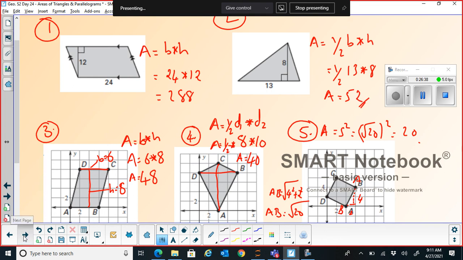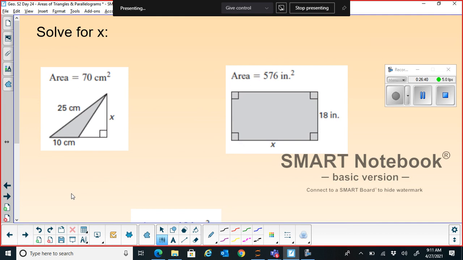Let's go on to the next slide. Solve for x in each of them. Okay, I'll give you like a minute or so. Try these two problems. Solve for x in each of these.